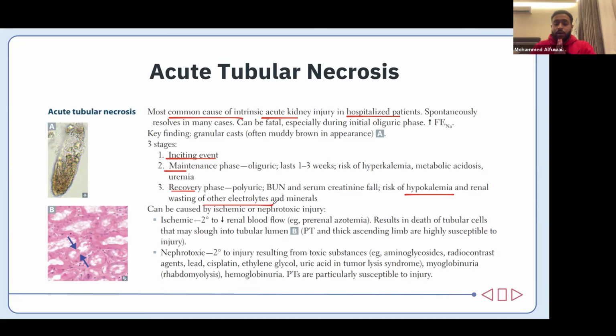Okay? Are these three phases clear? The most important is these two that you need to identify the differences of, because they will ask you what is maintenance or recovery.